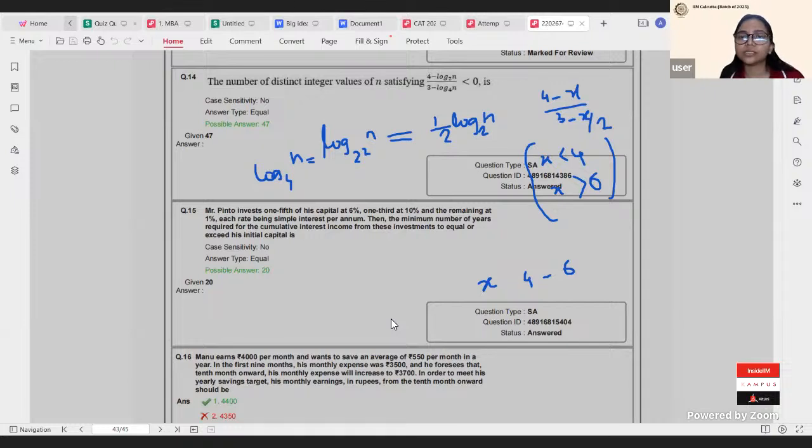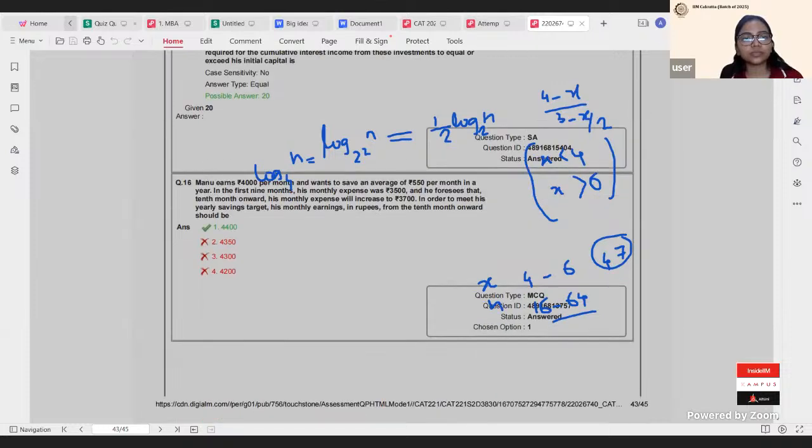That basically gives us n to be between 16 and 64, because we've considered log of base 2n to be x. So in that case, n will be 2 to the power x. So the number of possible values of n will be, in that case, 64 minus 16, which is 47. Right.